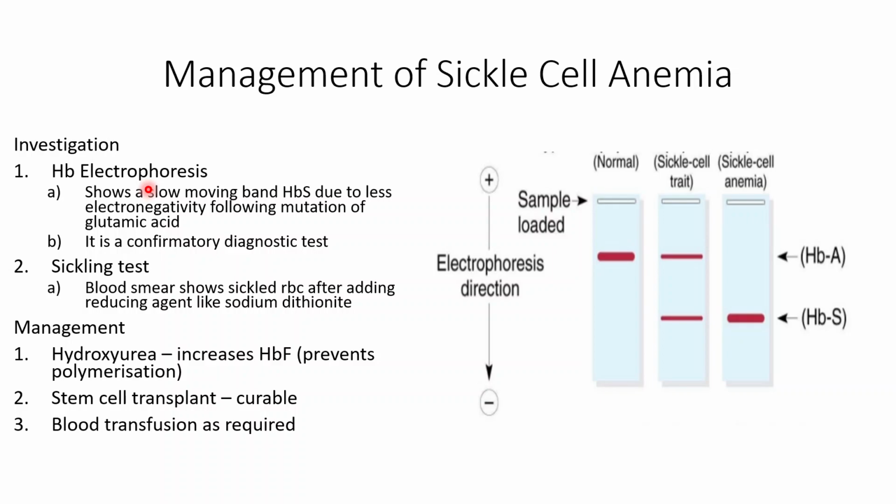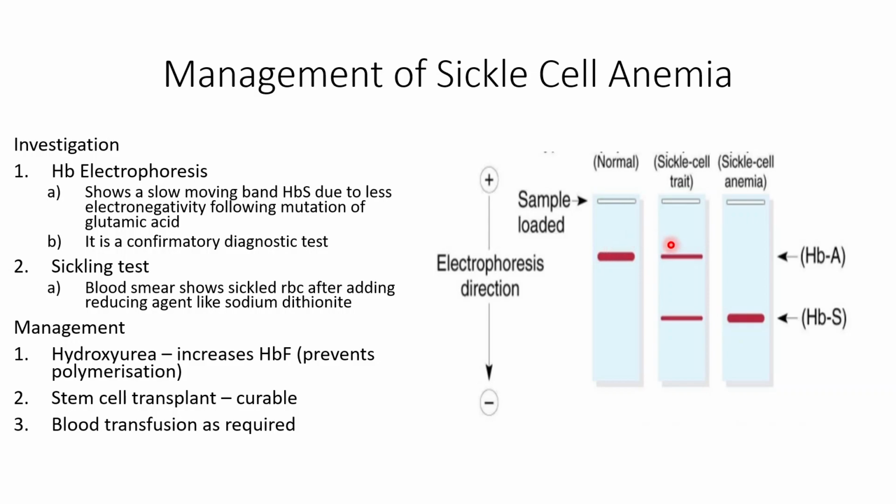So when we apply an electric field to hemoglobin, let's say we apply the sample over here, and we apply an electric field, positive to negative direction. The adult hemoglobin travels this much. Let's say this is normal. A normal person has normal adult hemoglobin A only. He does not have hemoglobin S. So the hemoglobin moves this much distance, based on the charge.